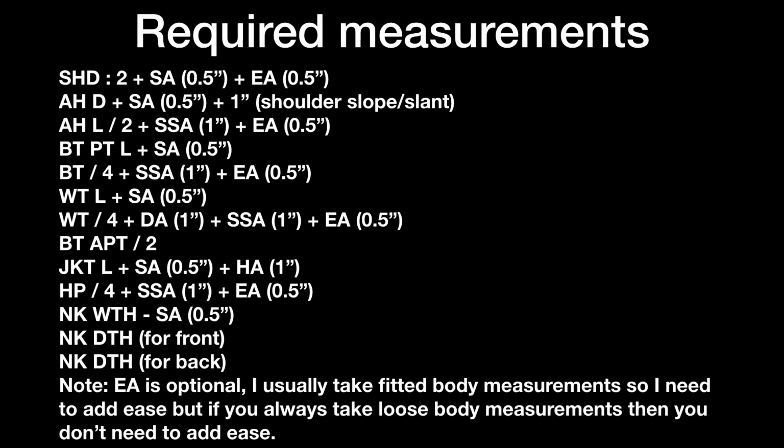Jacket length plus seam allowance is 0.5 plus hem allowance 1 inch. Hip divided by 4 plus side seam allowance 1 inch plus ease allowance is 0.5. Neck width minus sewing allowance is 0.5. Neck depth for front, neck depth for back.